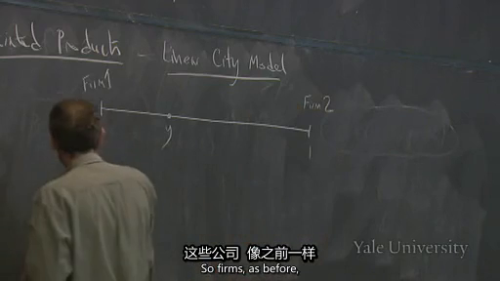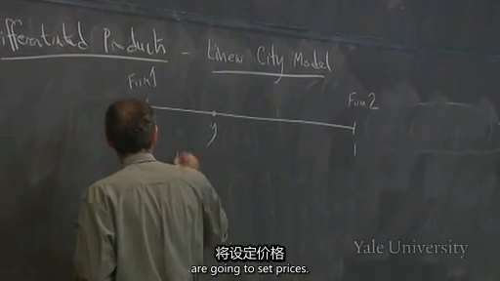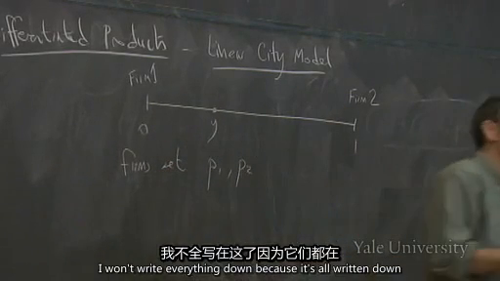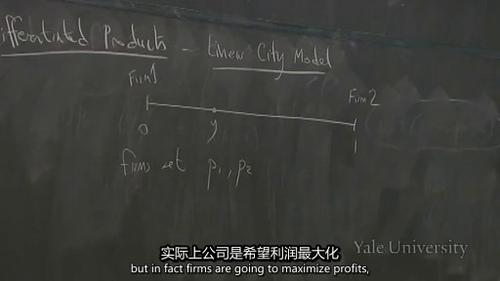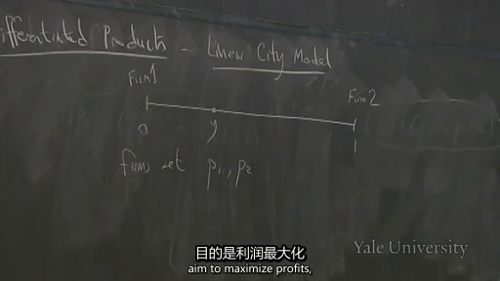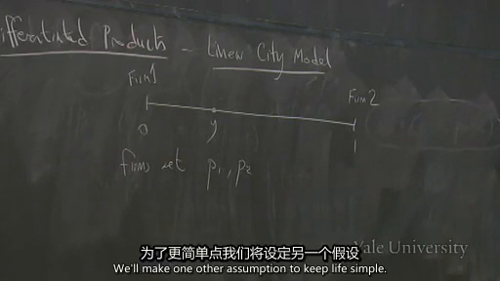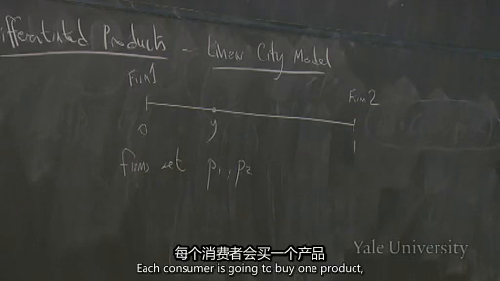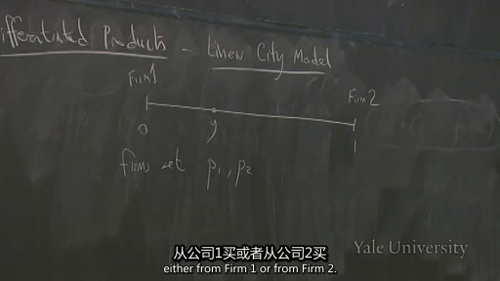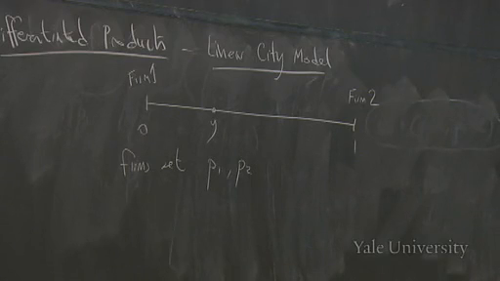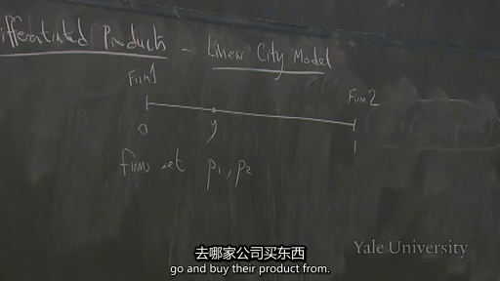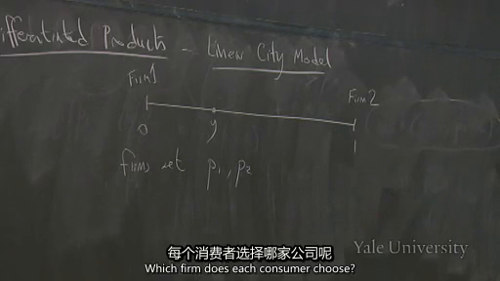So firms, as before, are going to set prices. I won't write everything down because it's all written down on the homework assignment, which is already on the web. But in fact, firms are going to aim to maximize profits. Firms are going to have constant marginal costs. We'll make one other assumption to keep life simple: we'll assume that each consumer buys one and only one product. So each consumer is going to buy one product, either from firm 1 or from firm 2. So the issue is going to be, which firm does each consumer choose?